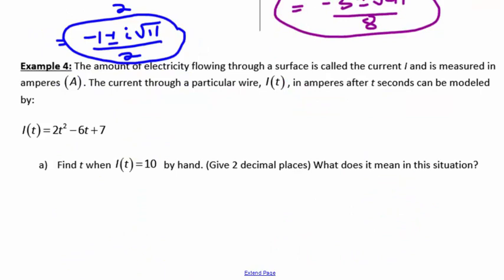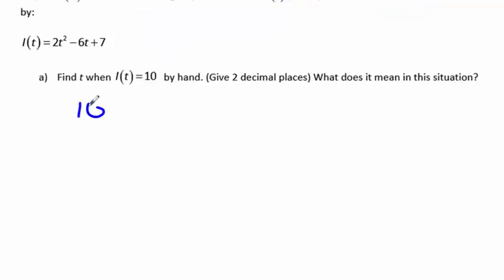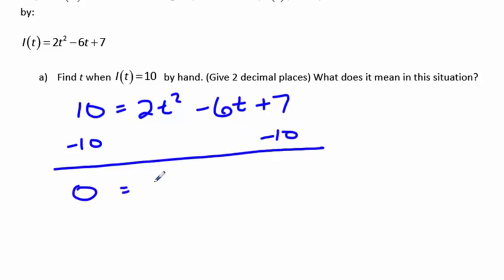In example 4, the amount of electricity flowing through a surface is the current, and it's measured in amps. The current through a particular wire can be modeled by the equation I of t equals 2t squared minus 6t plus 7. Find when I of t equals 10. So we're going to plug 10 in for I of t. 10 equals 2t squared minus 6t plus 7. I want to get this equal to 0, so we're going to subtract 10 from both sides. So that's 0 equals 2t squared minus 6t minus 3.